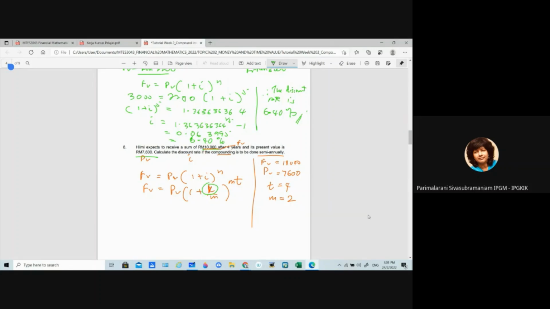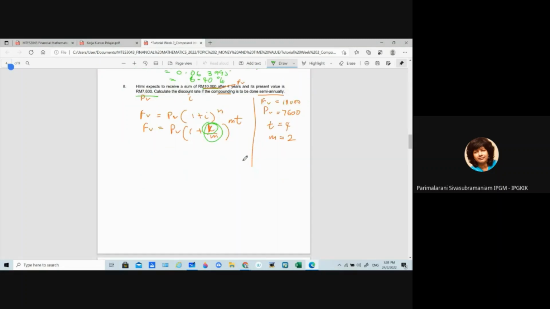So the only difference between these two questions is here in question 8, they didn't tell you the compounding, how many times it's being compounded. Okay, so you just use I. When they tell you how many times it's being compounded, you must change your I to K over M. Okay, that's all. So your answer is actually K is equals to 1.98%. You can put in the values and calculate yourself. Okay.